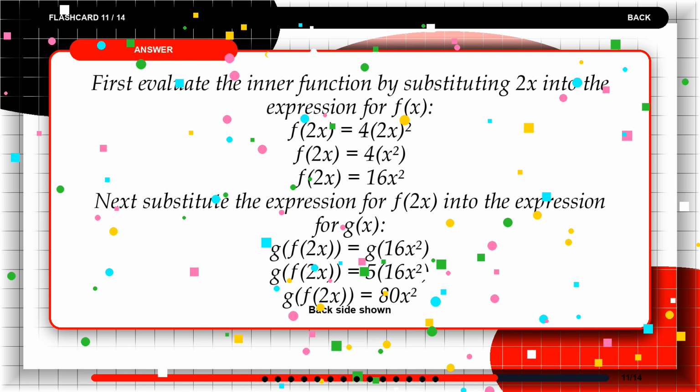The answer is: first evaluate the inner function by substituting 2x into the expression for f(x). f(2x) equals 4(2x)², f(2x) equals 4x², f(2x) equals 16x². Next, substitute the expression for f(2x) into the expression for g(x). g(f(2x)) equals g(16x²), g(f(2x)) equals 5(16x²), g(f(2x)) equals 80x².